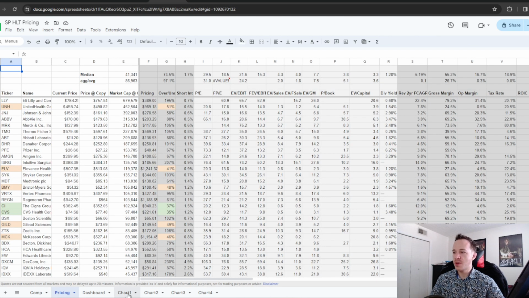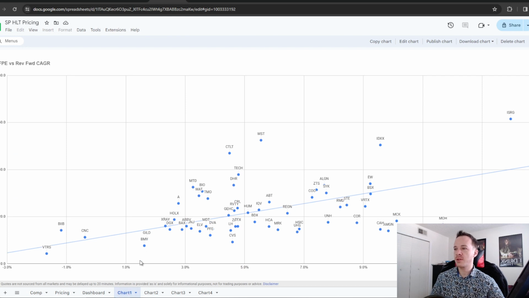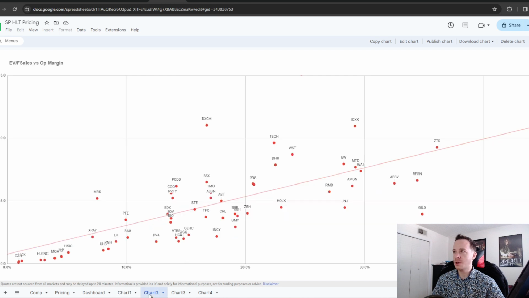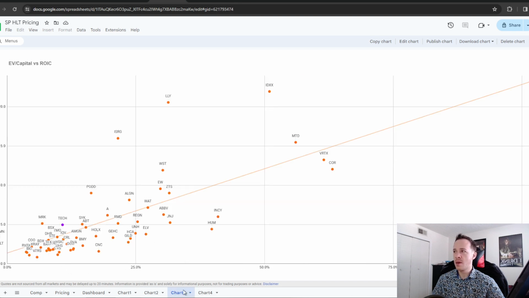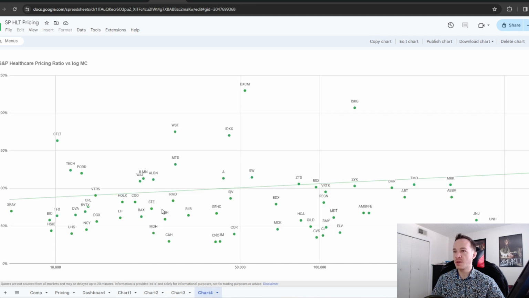Then coming over to the healthcare sector, this one's definitely a sector that has some significant differences between its different sub-industries as well. The first graph, we have the forward P versus revenue CAGR, a pretty nice even relationship here. Also then EV to forward sales versus operating margins, pretty nice as well. Coming to EV to invested capital versus return on invested capital, a nice positive relationship as well. And then coming over to the final graph, still a positive relationship for this one for the market cap as well.